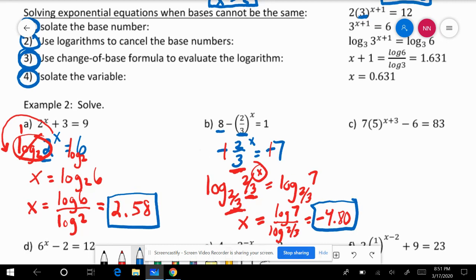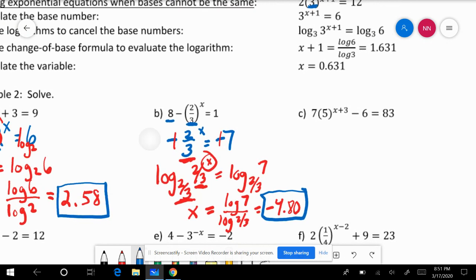Okay, if we're looking at letter C, once again, what we're going to do is isolate the base number. Our base number in this case is the 5 because the 5 is underneath the exponent. First step, we're going to add the 6. When we add the 6, what we get is 89. Then we're going to divide it by 7. 7 does not go into 89, so we just keep it as a fraction. We don't want it as a decimal because we don't want to round something that's rounded. So we're just keeping the exact answer.